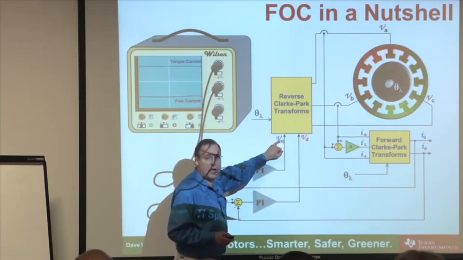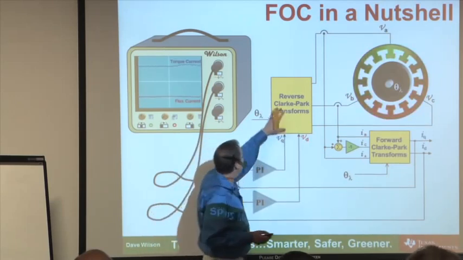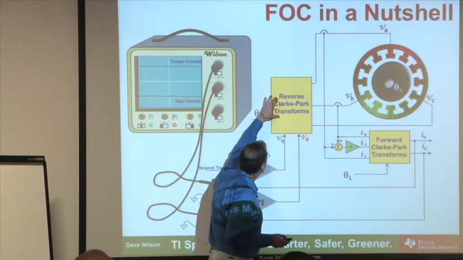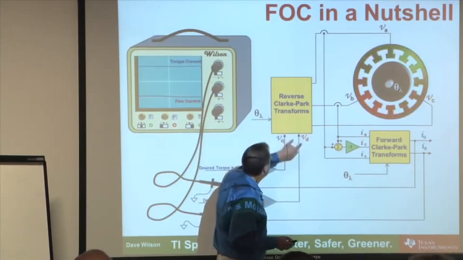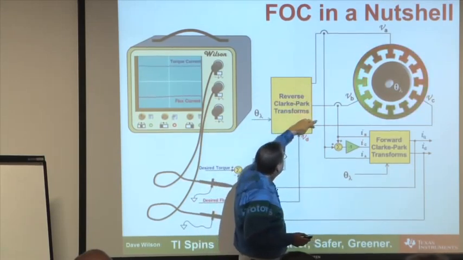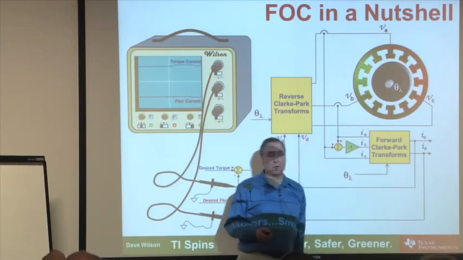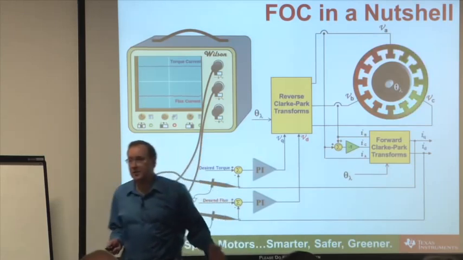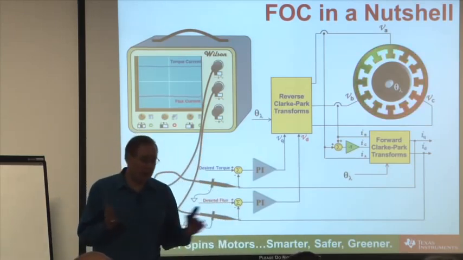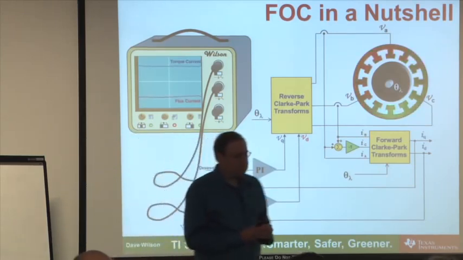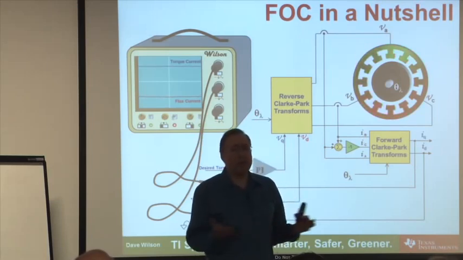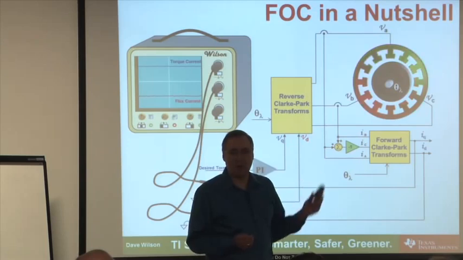But in order to apply those to the motor, I need to go back through the Park and Clark transforms in reverse so that I generate three-phase stationary frame voltages, and those are what actually get applied to the motor windings. That's the whole process. Now, let's take a 2803X part running at 60 megahertz. How long does it take to do all this? Typically about 15 microseconds.